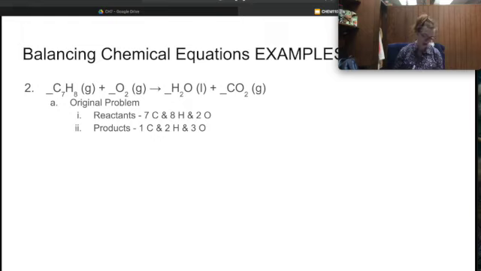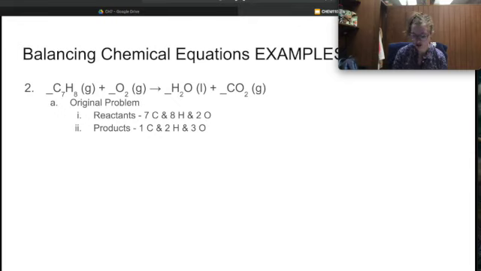So if I have 7 carbons on the left-hand side and I have 1 carbon on the right-hand side, I'm going to try to put a 7 in front of the carbon dioxide as a coefficient. That way I can try to have 7 carbons on both sides. So I didn't do anything to the reactant, so I'm not going to recalculate there. But let me triple check how many of each kind of atom I have in my products.